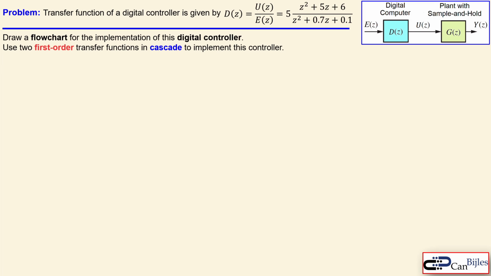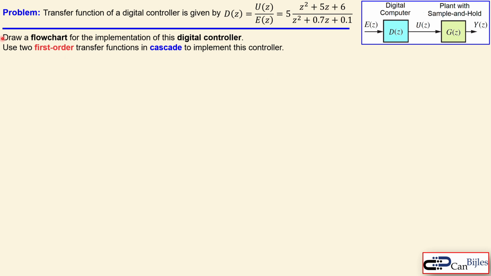So let's look at our problem. We have the following transfer function of a digital controller given. That's shown here. So it is again D(z), which is our digital controller or digital computer, which is from ETU. And this is again for clarification, there's a sample and hold and plant together. And this is the transfer function of the controller itself. So you see there's a second order system. We also have a gain here of 5.